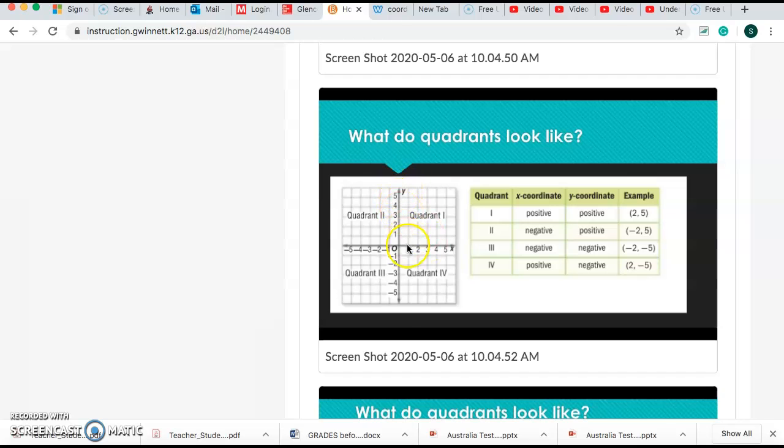Well, so you're going to have this right here. This line is y. Everything above it is positive. All the numbers below it are negative. This line right here is your x. Everything to the right is positive, everything to the left is negative. And then you have these 4 quadrants, quadrant 1, quadrant 2, 3, and 4.